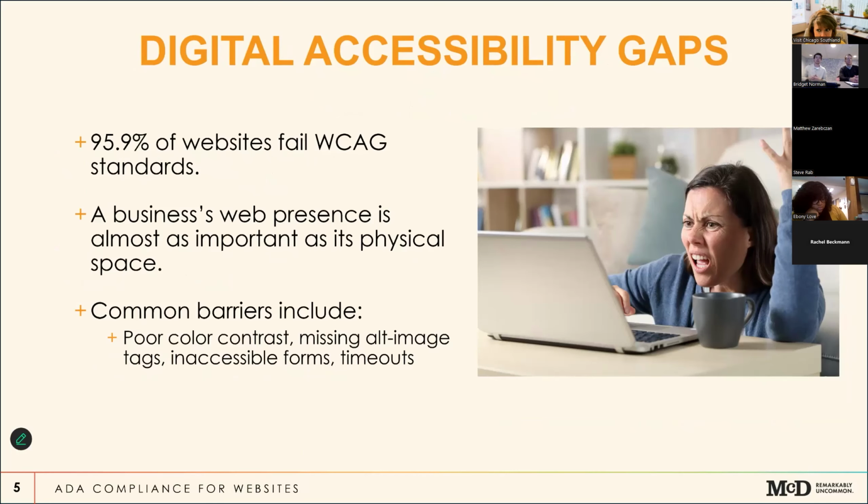But there's some gaps. So like I said, about 95.9% of websites fall short of the WCAG standards. And what the WCAG standards are, those are basically the standards by which the government decides whether or not something is ADA compliant. So we'll go through that a little bit later. A business web presence is almost as important as its physical space, like we've mentioned. And some common barriers include just poor color contrast. So making sure the text on the screen is in contrast enough with the background for you to be able to read it, especially people with visual impairments. Missing alt image tags, inaccessible forms, timeouts, those sort of things. We'll go into more detail a little bit later, but there are a lot of gaps that you have to address in order to be conformant with the ADA.